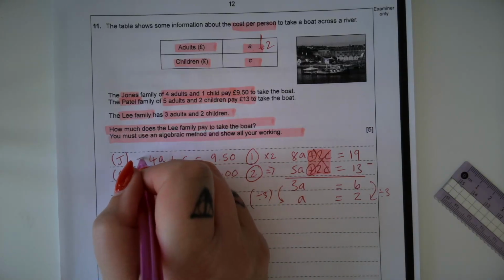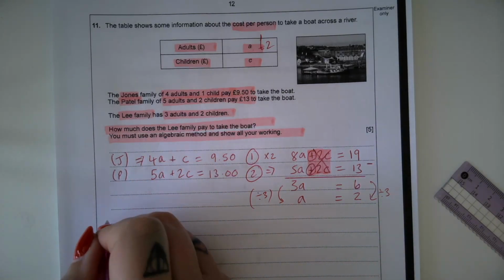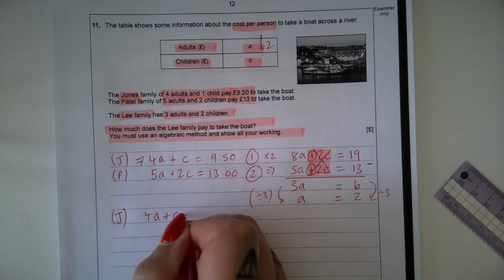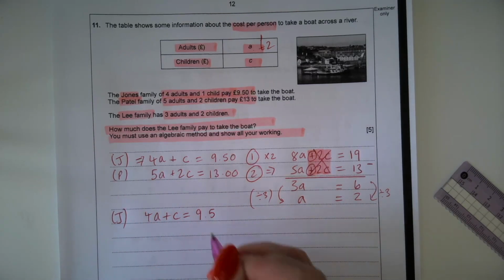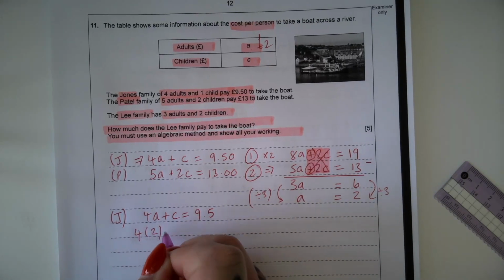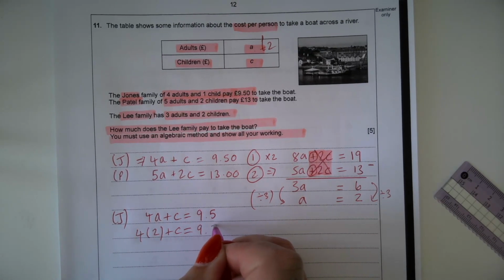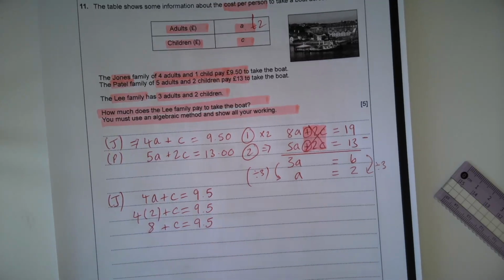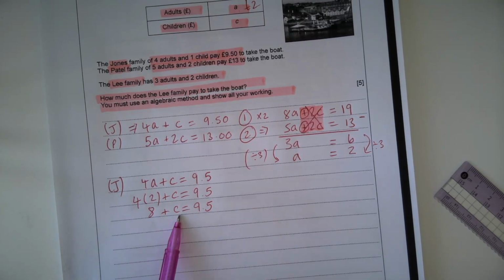So I'm going to use this equation here. So I'm going to use the Jones family equation. So 4a add c equals 9.5. We know that a is 2, so 4 multiplied by 2 add c is 9.5. Well, that's 8 add c is 9.5. Remember, we're trying to find out the cost of a child, so we're solving for c.